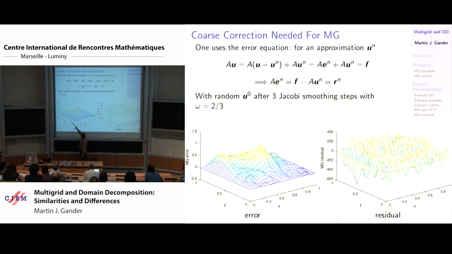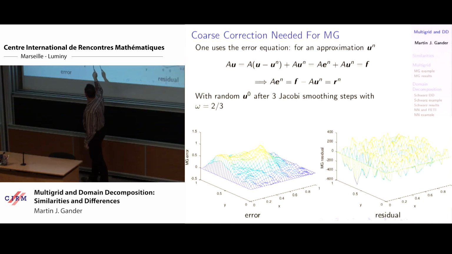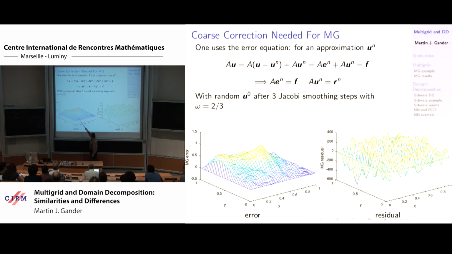And you see it looks rather smooth. I started with a random initial guess, so there's a lot of oscillations initially. It looks rather smooth. And here is the residual. The idea in multigrid is, because it's a Laplace equation, you have this property from Jacobi or Gauss-Seidel, and you approximate this error on a coarse grid, and you solve this problem on a coarse grid. That's a good coarse correction for multigrid.